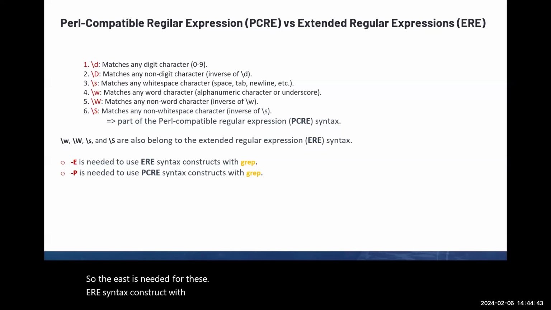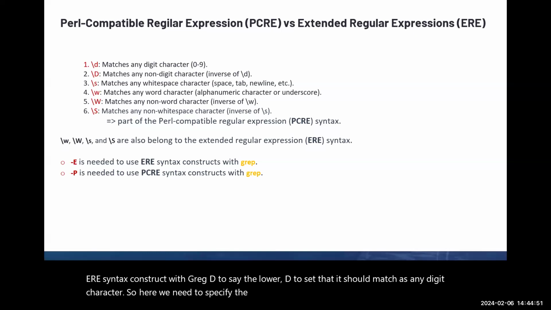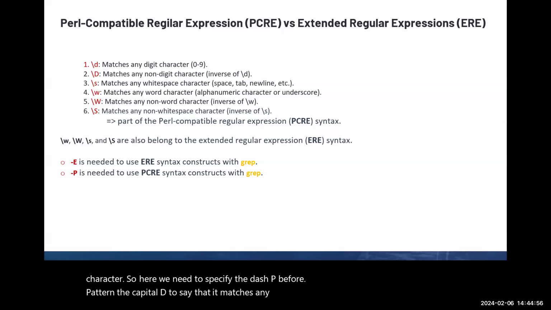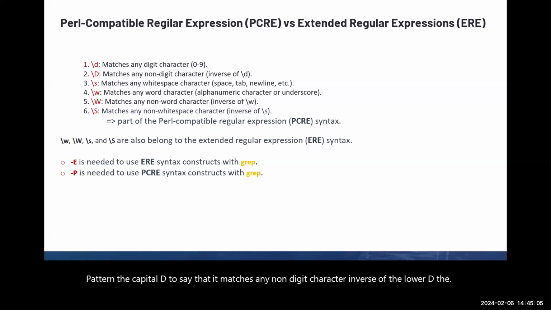The lower d is to say that it should match any digit character. Here we need to specify the -P before our pattern. The capital D matches any non-digit character, the inverse of the lower d. The lower s matches any whitespace character, and the capital S matches any non-whitespace character. The lower w matches any word character, alphanumerical character or underscore, and the capital W matches any non-word character, which is again the inverse of the lower w.